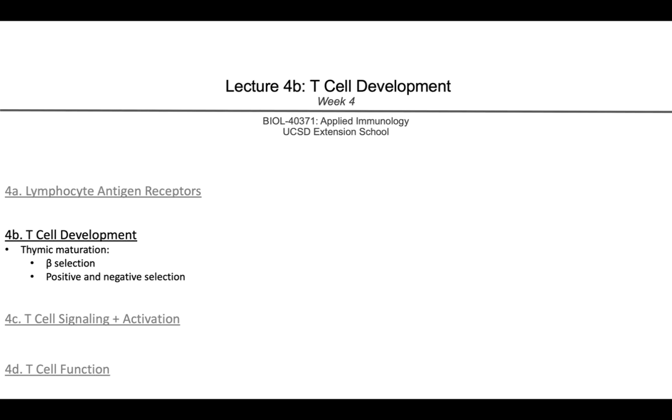We will talk about the processes involved in the maturation or development of T cells in an organ called the thymus. And these include things like beta selection, positive selection, and negative selection, which all work by testing the functionality of TCRs that are generated through VDJ recombination mechanisms.